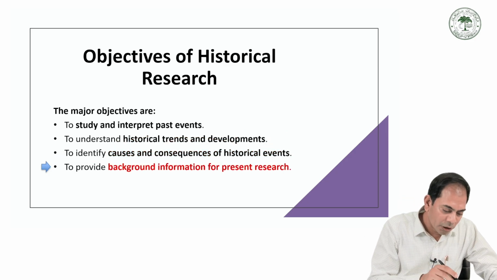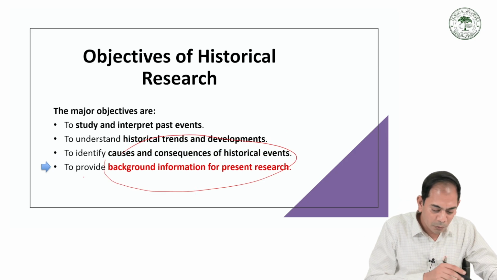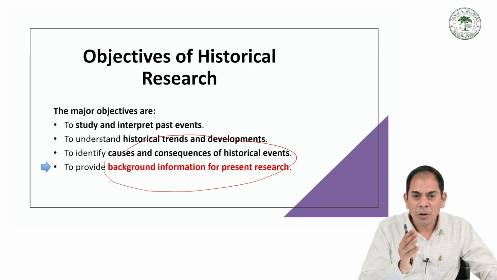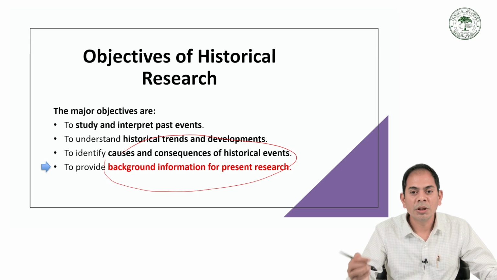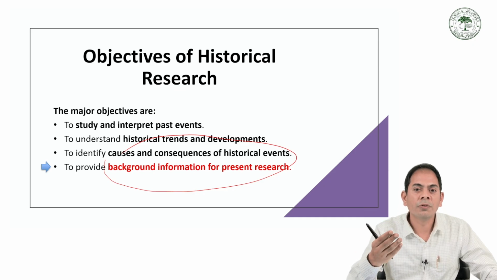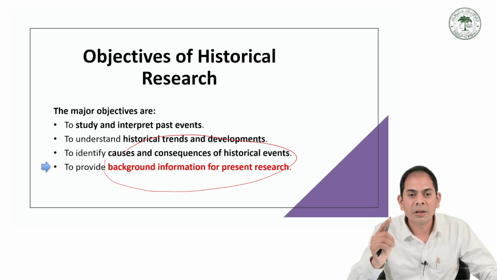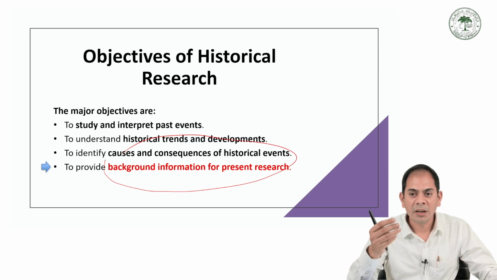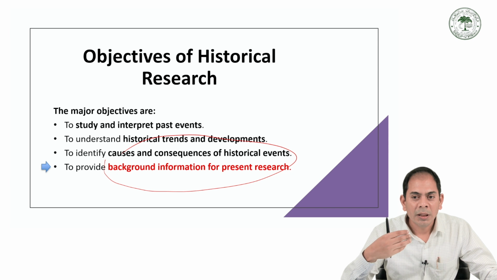The next objective of historical research is to provide background information for present research. By studying past records, studies and events, researchers gain valuable knowledge and understanding that help them conduct the current research more efficiently and accurately.